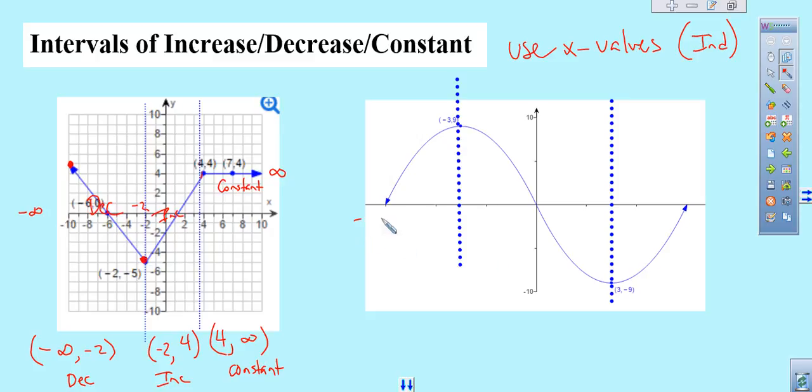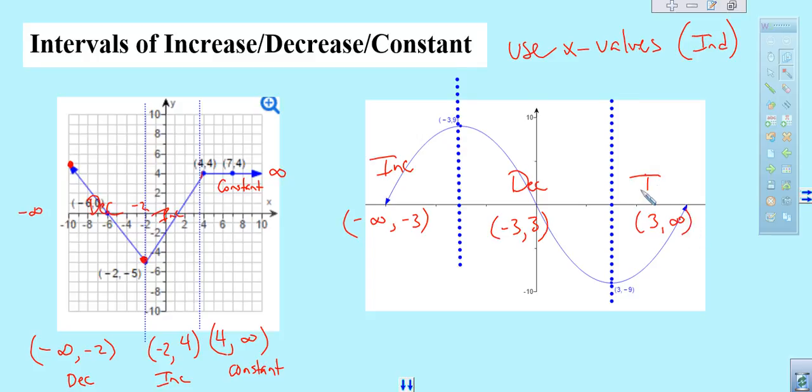So our first interval is negative infinity to negative 3. So negative infinity on the x-axis to negative 3. That would be an interval of increase. Then we go from negative 3, and we go right through the origin. We come down to this low point, which is positive 3 on the x-axis, and that would be an interval of decrease. And then we pick back up at positive 3, and we go to positive infinity, and that would be an interval of increase. So increase, decrease, increase. So that video takes care of intervals of increase and decrease.